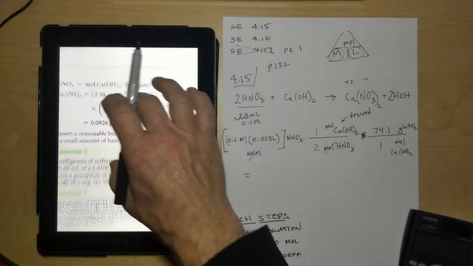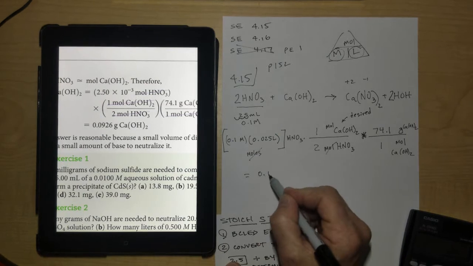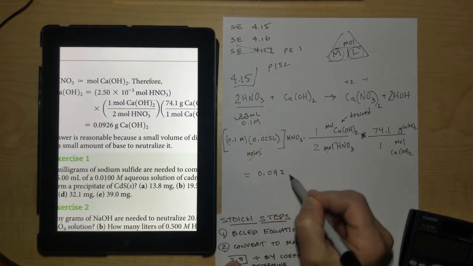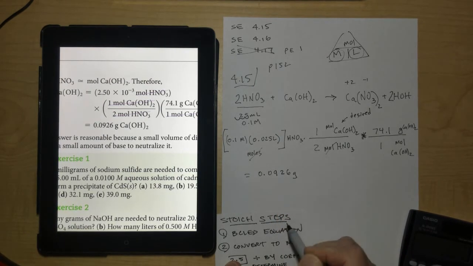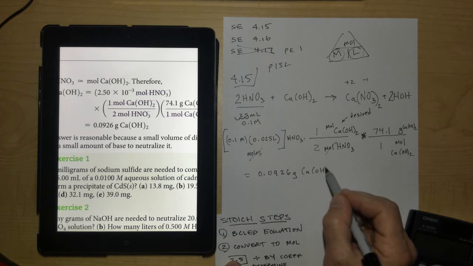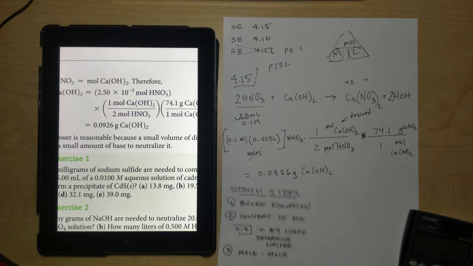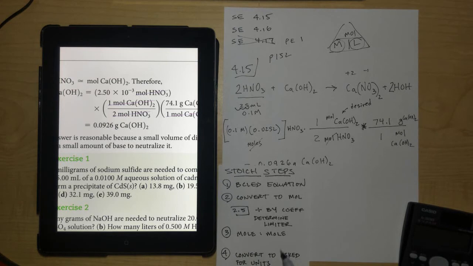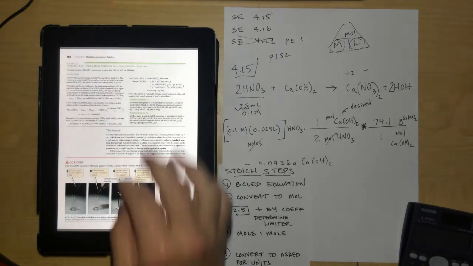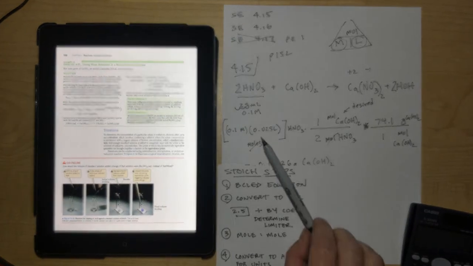I'm going to cheat and look at the book answer here. It says you should end up with 0.926 grams to 3 significant figures of Ca(OH)2. All right, did you see all the steps? 1, 2, 3, 4, convert to the asked for units. The tricky part is converting to moles this way.